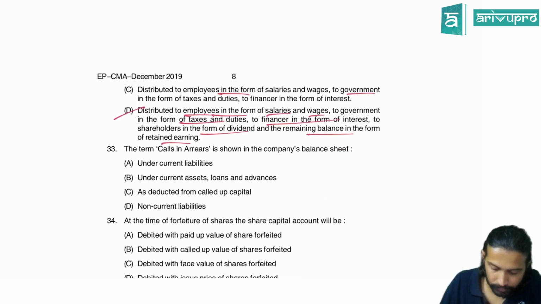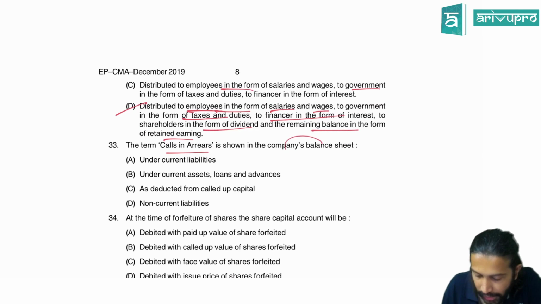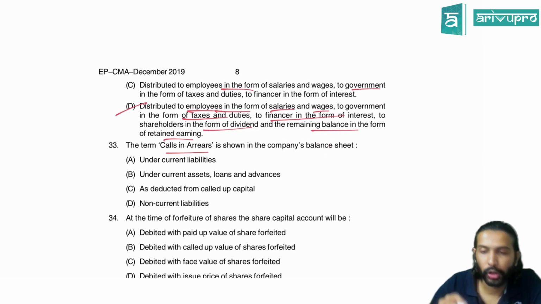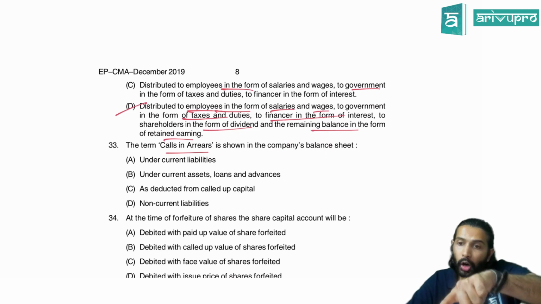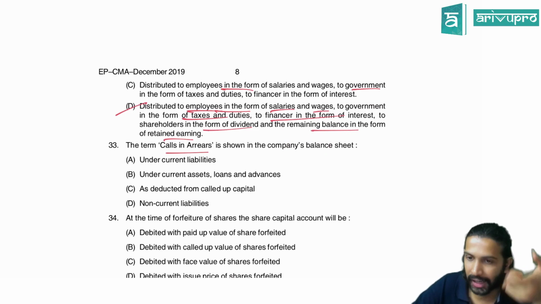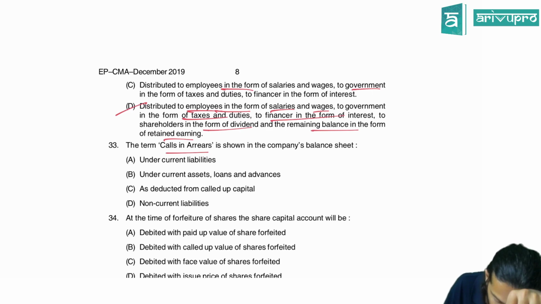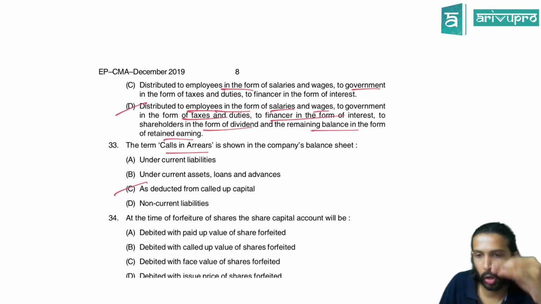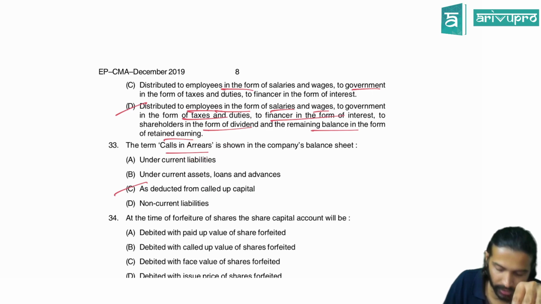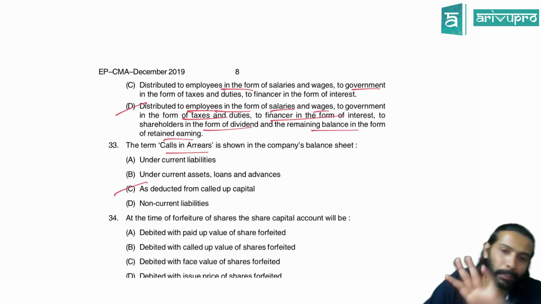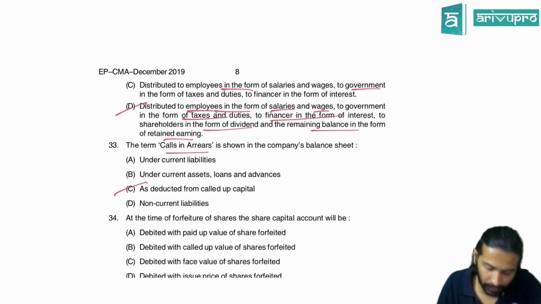The term calls in arrears is shown in the balance sheet. Do you show calls in arrears separately? Calls in advance is shown separately on the liability side. What do you do for calls in arrears? It is deducted from the called up capital. From called up capital, if you deduct calls in arrears, what you get is the paid up capital. That's how you get paid up capital. Hence the right option should be C as in Chennai.